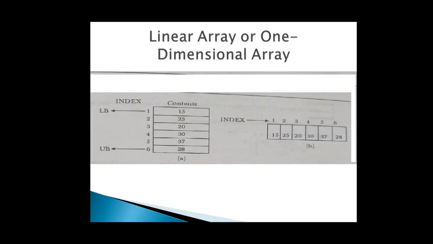Linear array or one-dimensional array can be understood by this picture. In this picture, contents are 15, 25, 20, 30, 37, and 28. Indexes are 1, 2, 3, 4, 5, 6. The lowest index value is LB and the highest index value is UB. LB is for lower bound and UB is for upper bound.